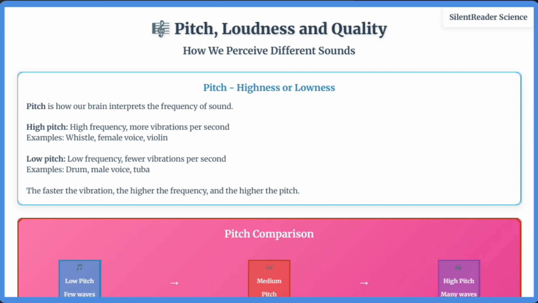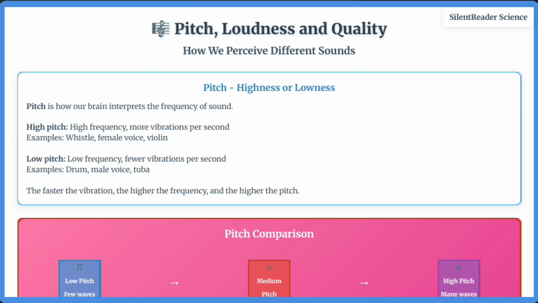Now let's discuss how we perceive different sounds. Pitch is how high or low a sound appears to us, and it depends on frequency. High frequency means high pitch, like a whistle, while low frequency means low pitch, like a drum. Loudness depends on amplitude. Greater amplitude means louder sound. Quality or timbre helps us distinguish between different sources producing the same note, like telling a violin from a flute.